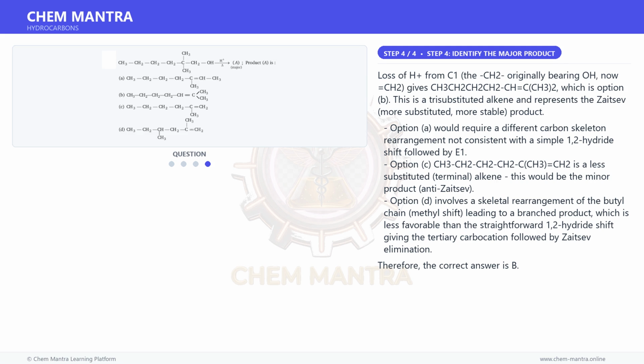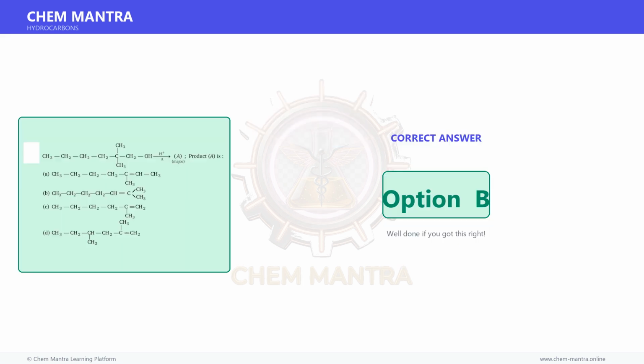Option D involves a skeletal rearrangement of the butyl chain, a methyl shift, leading to a branched product, which is less favorable than the straightforward 1,2-hydride shift giving the tertiary carbocation followed by Zaitsev elimination. Therefore, the correct answer is option B.